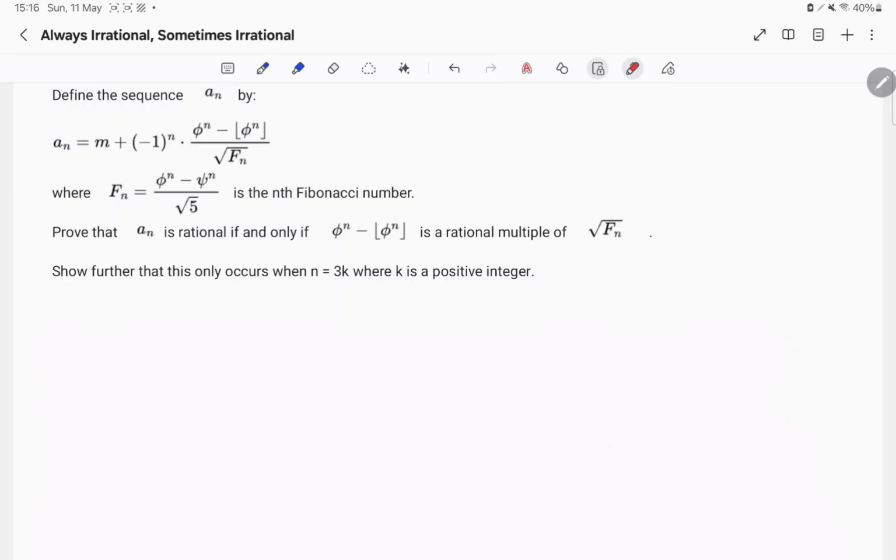Prove that a_n is rational if and only if phi^n minus the floor of phi^n is a rational multiple of the square root of F_n. Show further that this only occurs when n is equal to 3k, where k is a positive integer. Pause the video again and have a think, and once you're ready, restart to see if you were correct.